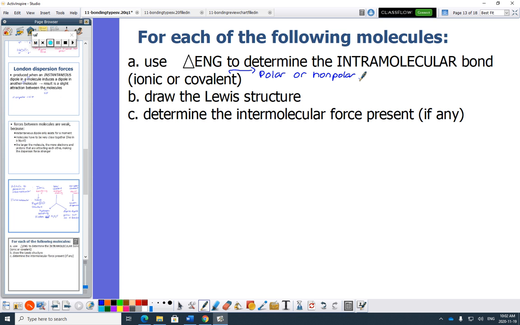Because we did a bunch of ionic compound Lewis structures yesterday, the ionic compounds don't have any intermolecular forces. The three examples are basically going to be one polar, one nonpolar, and one hydrogen bond, okay? But again, I'm not a trickster. I'm going to show you every time. Part A, do the math. Part B, draw the structure. Part C, now do the intermolecular force.